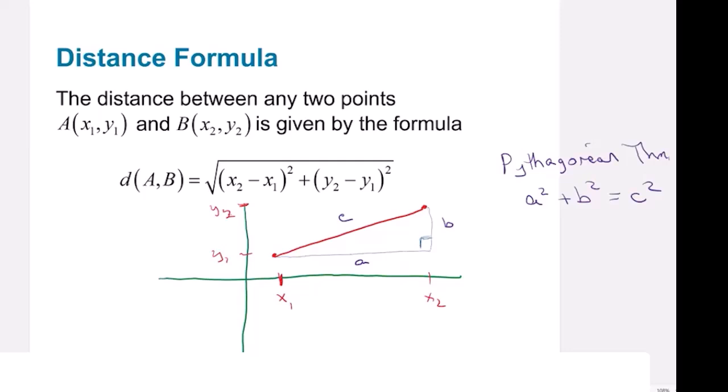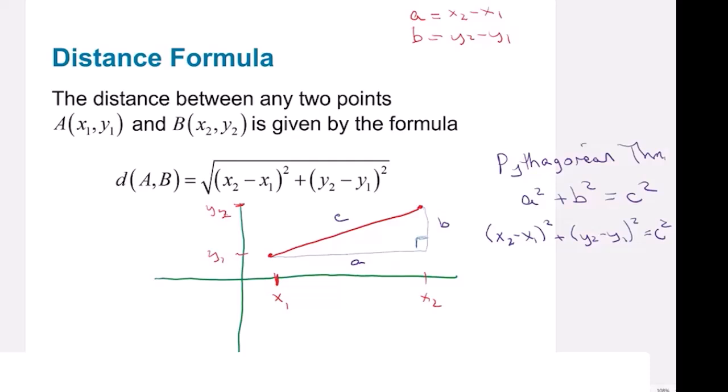I'll always know the distance between the two values. A is going to equal x2 minus x1, and B is going to equal y2 minus y1, the distance between those two values. And if I plug them in here, then what do I get? I get x2 minus x1 squared plus y2 minus y1 squared equals c squared, which is what I'm trying to find, the length of c.